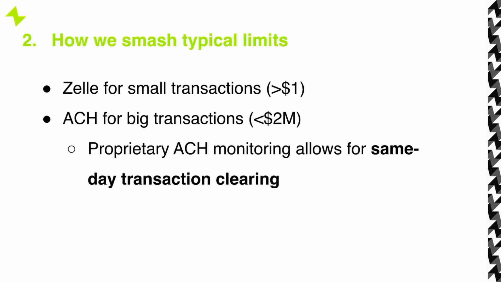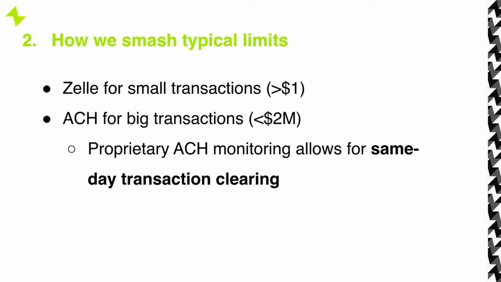So Zelle is great because you can send a minimum of $1. The maximum right now varies per bank. Zelle is protocol-based, and the banks are implementing it on their own schedules. Some banks have higher limits and will let you do more volume. Other banks are just starting out. Some haven't activated Zelle at all yet, but are planning to. So we solved the small transaction problem there.